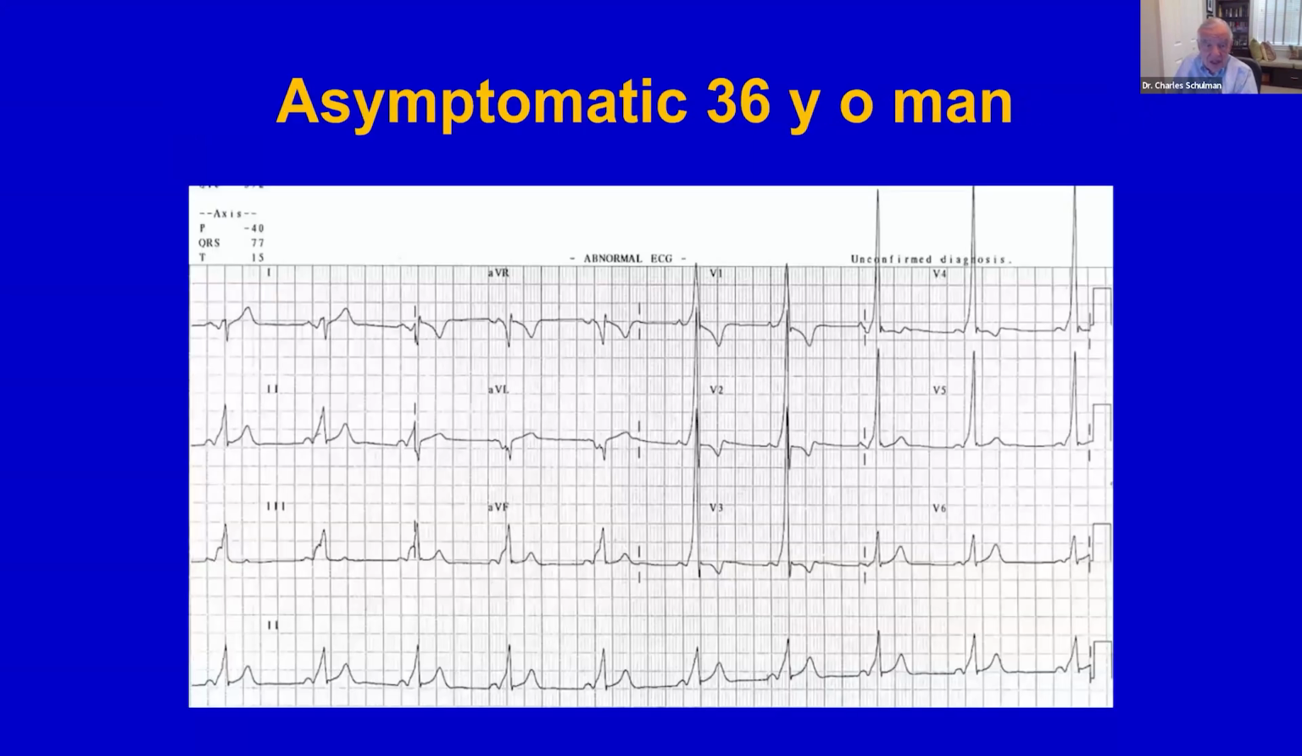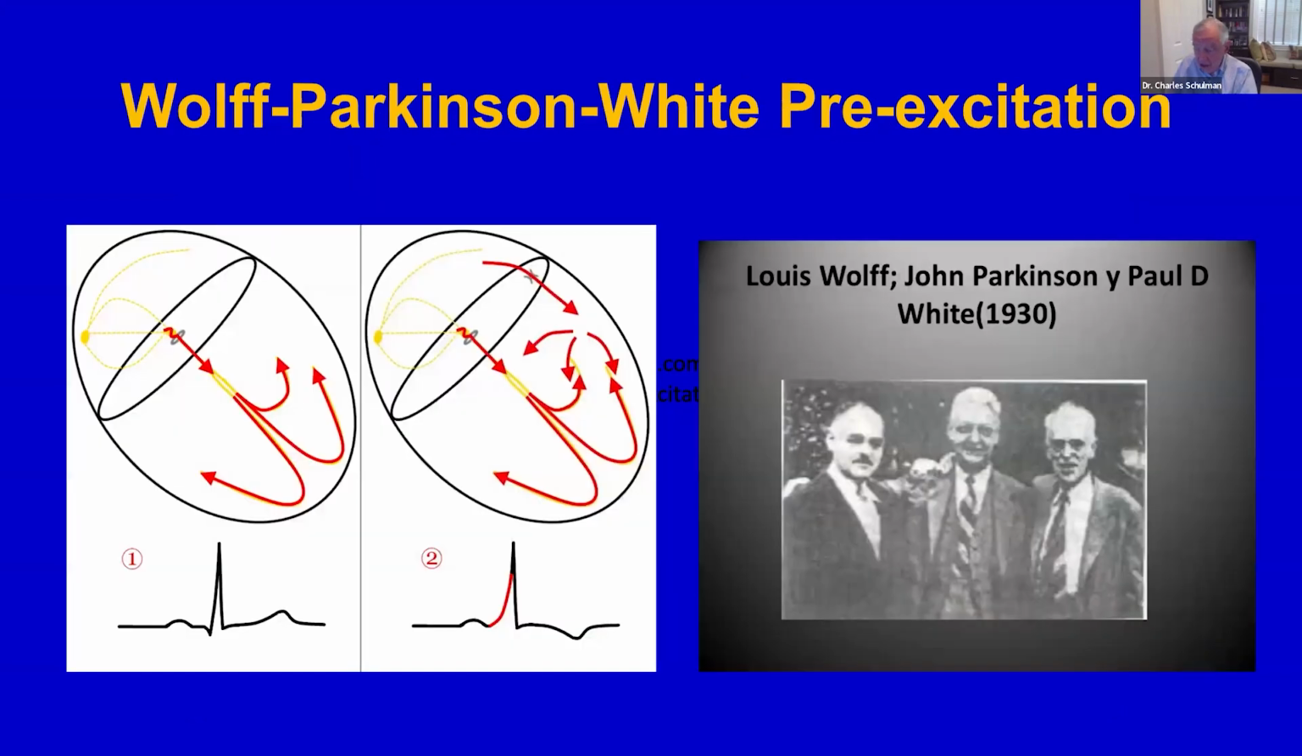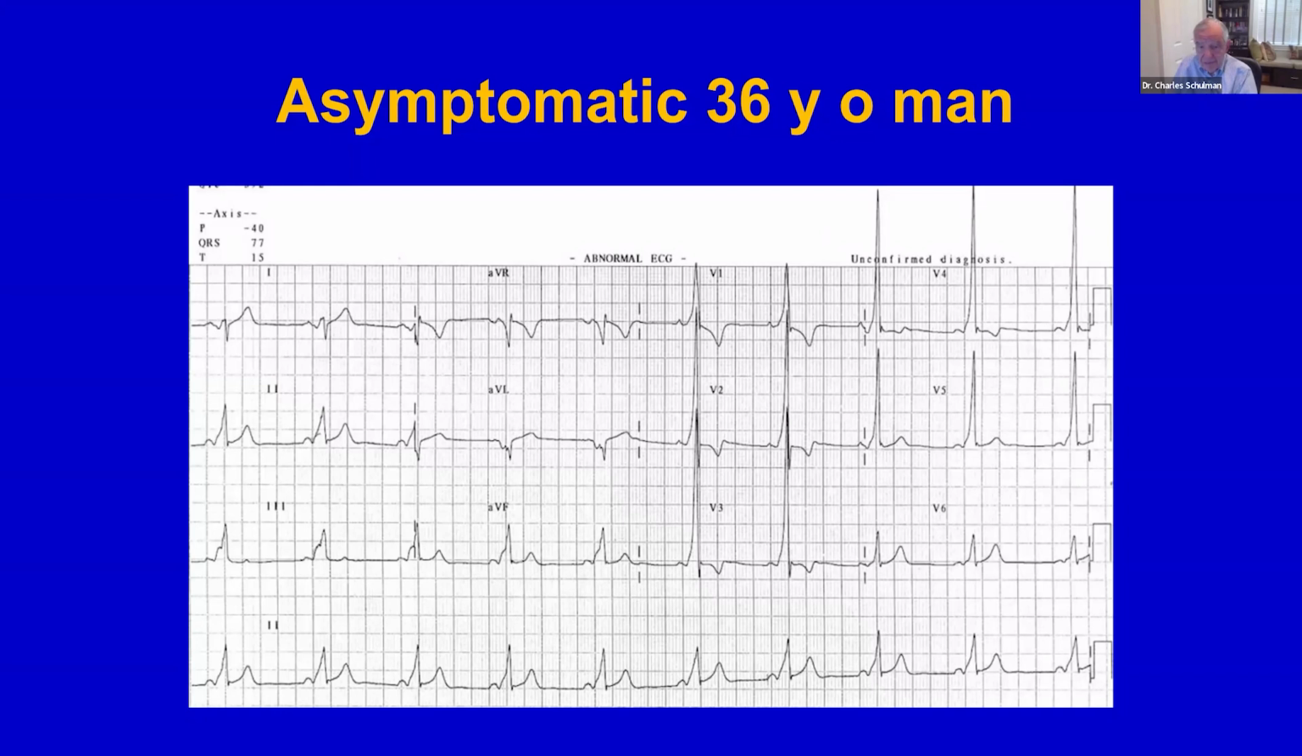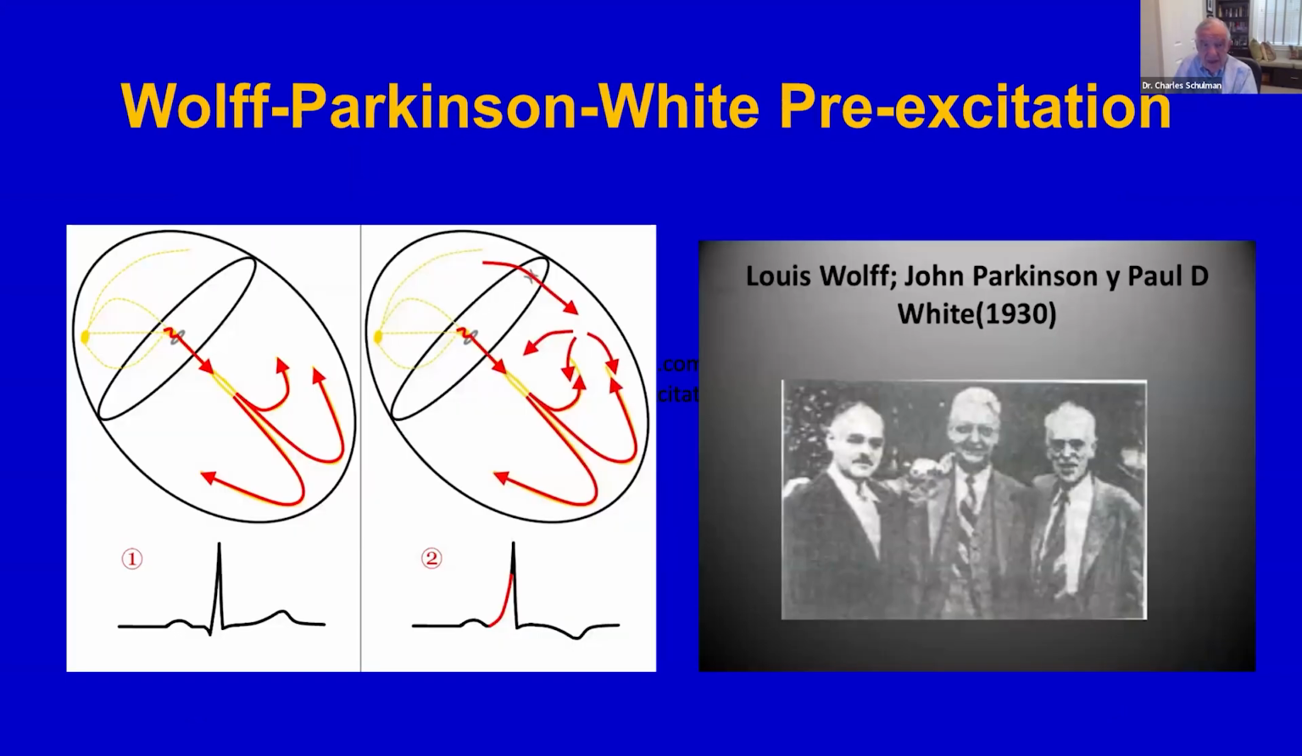Okay. Now here's an asymptomatic 36-year-old man with a wide complex, but it's a funny looking one, isn't it? The PR interval is very short, and the beginning of the QRS has a slurred upstroke. See? This was described in 1930 by doctors Wolf, Parkinson, and White, and is called WPW, Wolff-Parkinson-White syndrome.